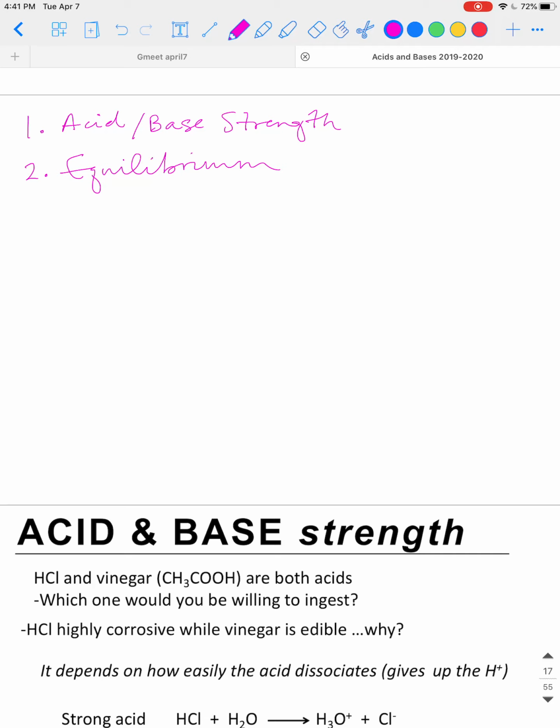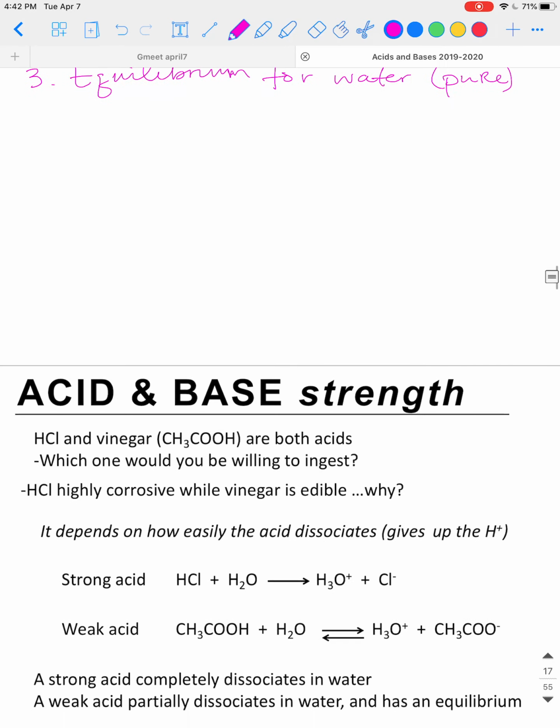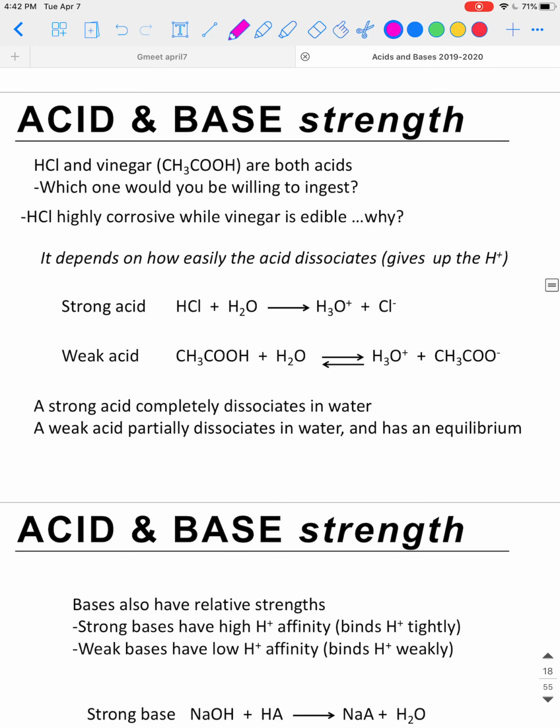for weak acids. And you need to take note that it's weak acids that we're looking at equilibrium for. And then lastly, we are also going to look at equilibrium for water. And it will be pure water, water only, okay? So these are the three things we will cover in this video series. You need to be well versed in these three things before you move on to the next video series. So let's start with the first one, acid and base strength.